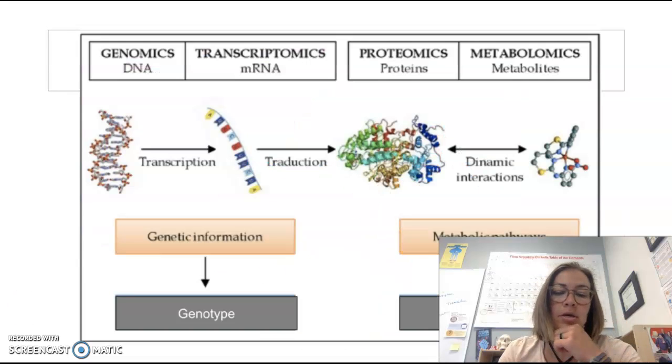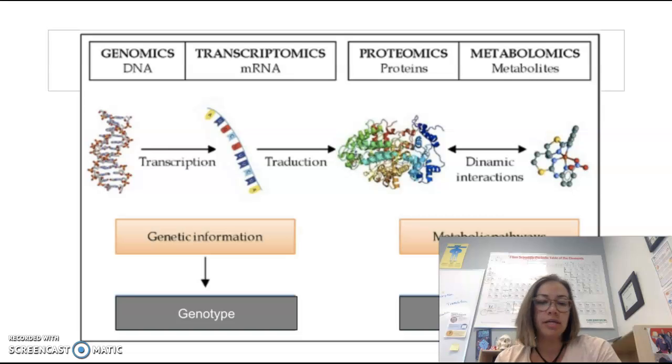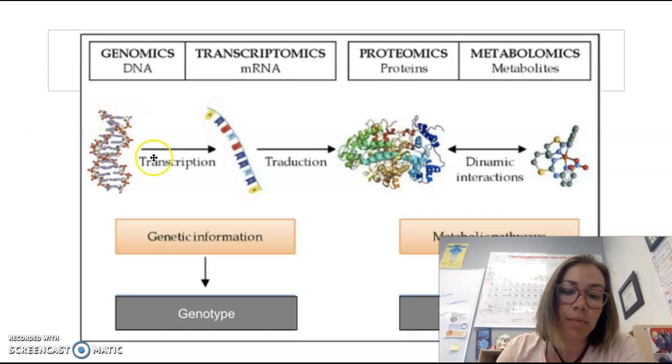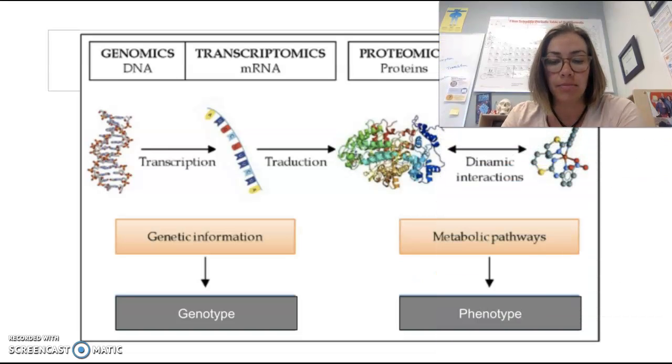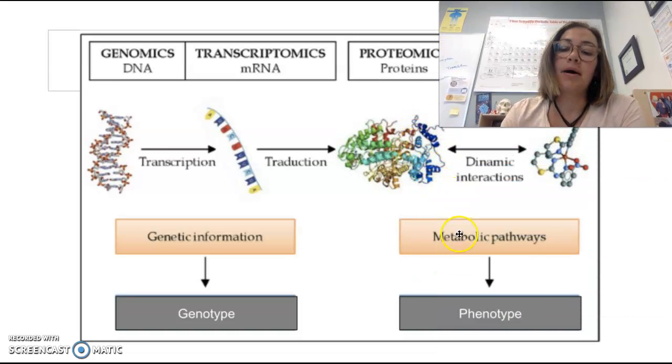Okay? So in your notes, what I want you to understand is that genomics is going to be the DNA. That's going to give us our genotype, or I'm sorry, our genetic information, which we refer to as the genotype. But metabolic pathways are going to be referred to as our phenotype, some physical thing that is expressed. Okay?